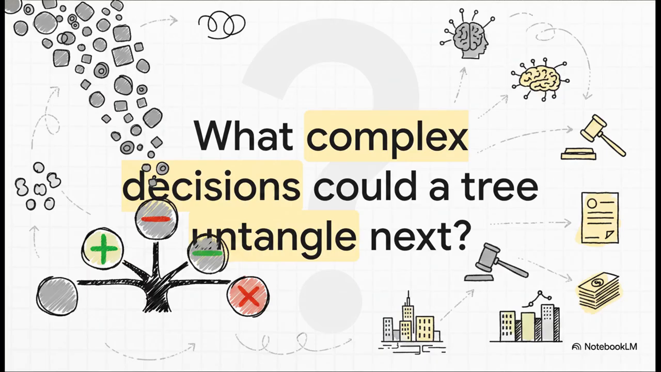So, we've watched a rigid, chaotic grid of numbers physically fracture, cascade down branches, and get mathematically color-sorted into a clean, life-saving diagnosis. It really leaves us with a powerful thought. If a machine can visually untangle complex genetic data this elegantly, what other incredibly complex human decisions could a simple decision tree untangle next? The applications for interpretable machine learning are literally boundless.